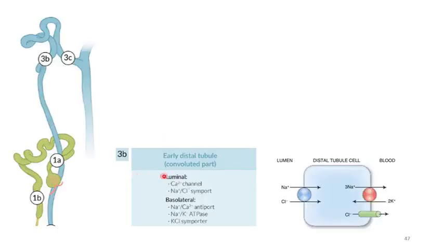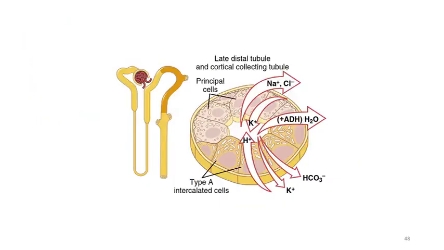In the early distal tubule, the mechanism for reabsorption of calcium is this: there is a calcium channel in the luminal membrane and a sodium-calcium exchanger in the basolateral membrane, and in this way they help to reabsorb calcium. The late distal tubule and cortical collecting tubule are important in secretion of potassium and also secretion of hydrogen ion.